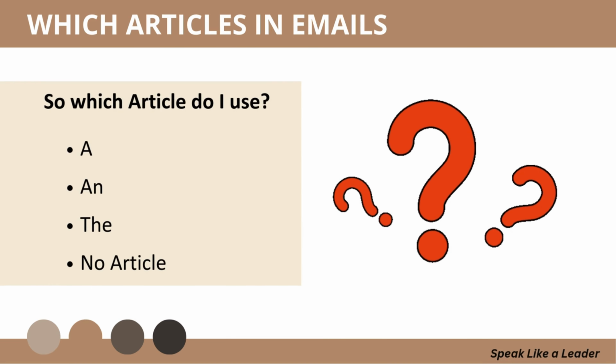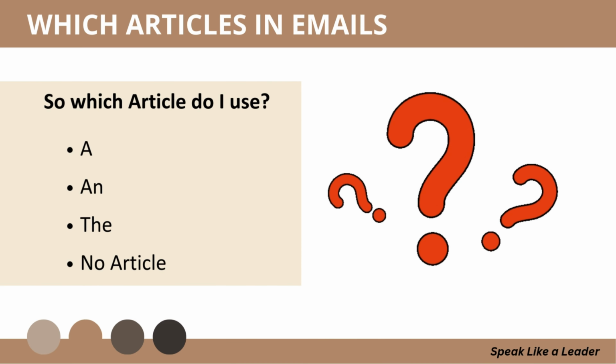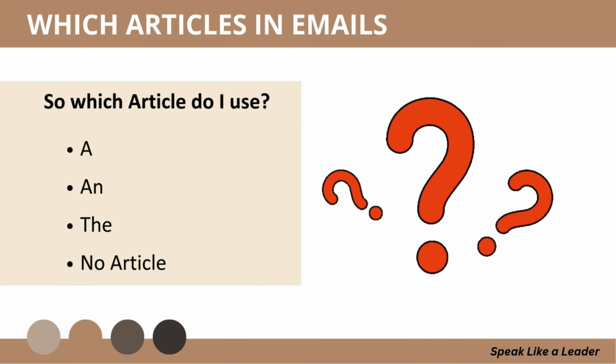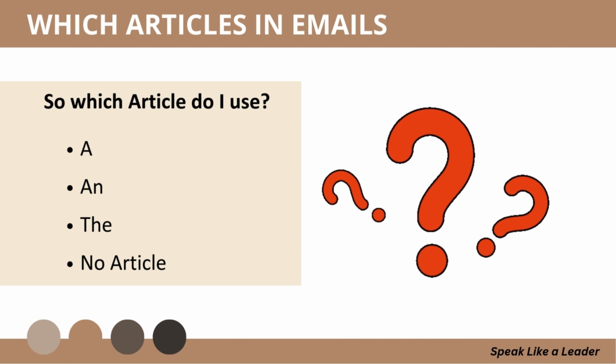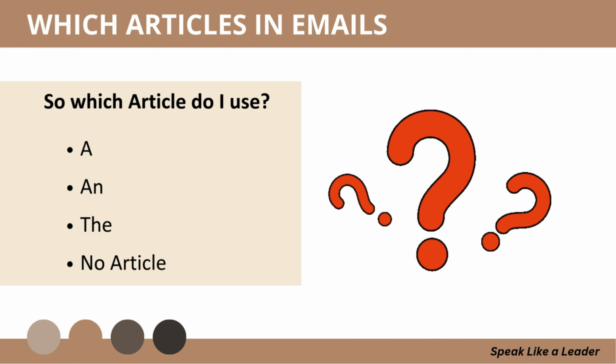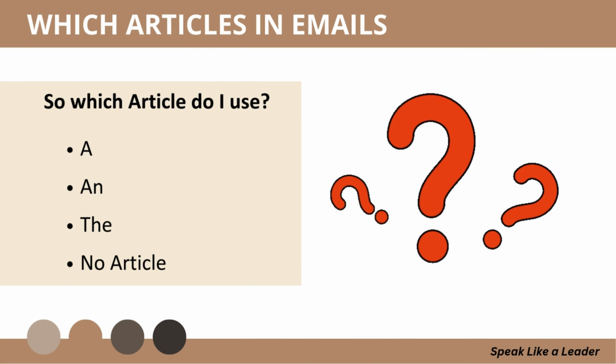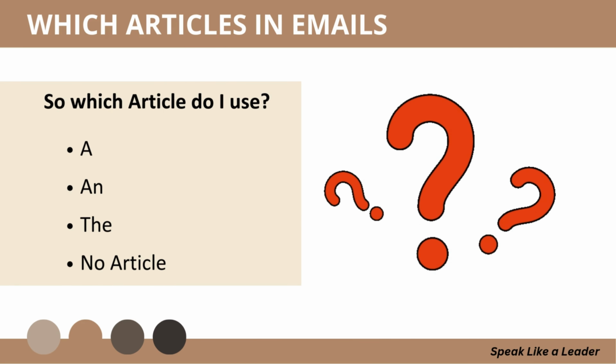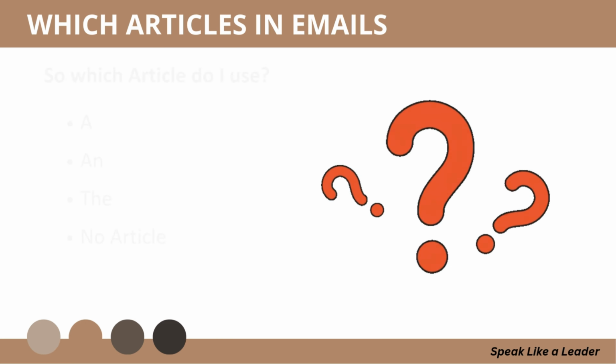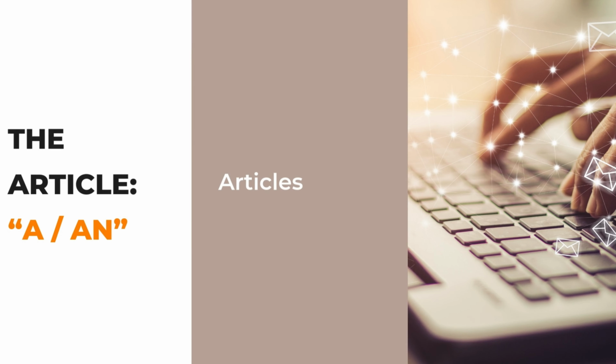So which article should we be using in our emails? We have a selection of 4 choices. Either a, an, the, or the zero article, which means using no article, and I think this is the trickiest part. Why don't we start with some theory to understand when we use the article a and an?